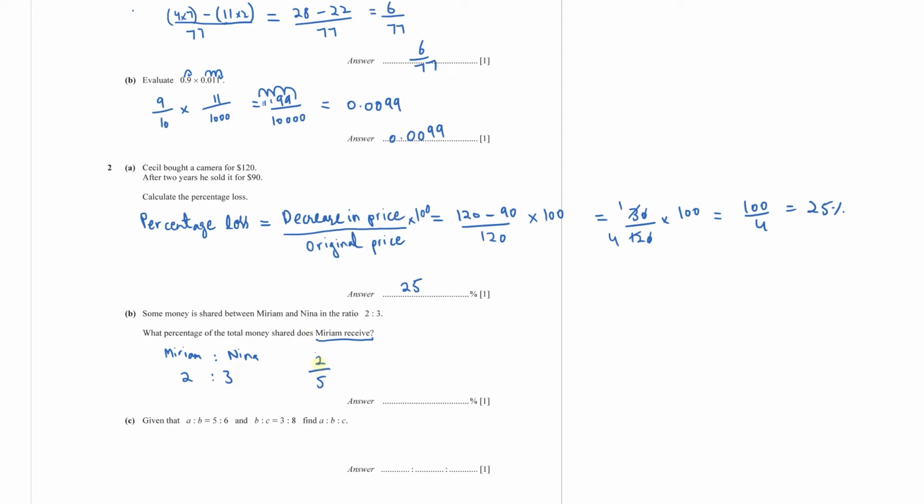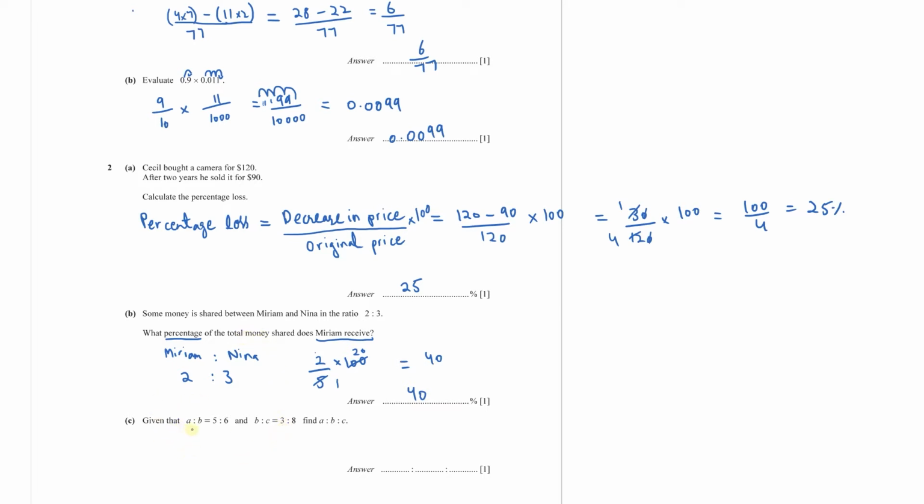So in fraction, you can represent it as 2 by 5. But since you have to calculate the percentage, you will have to multiply it by 100. So this becomes equal to 5 ones are 5, 2, 20, and 20 times 2 is 40. So Miriam receives 40% of the total money that is shared.